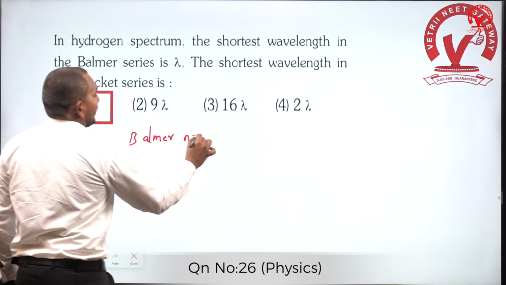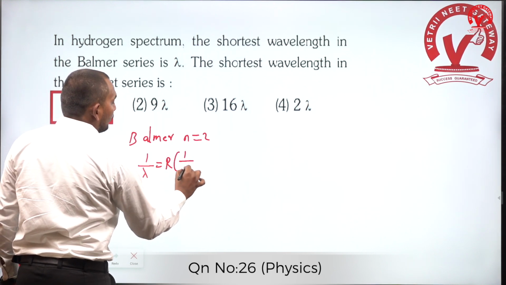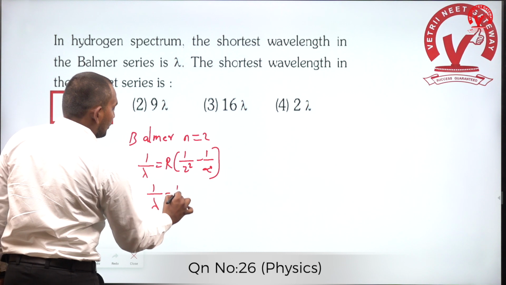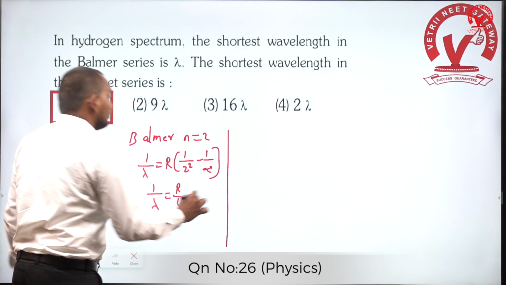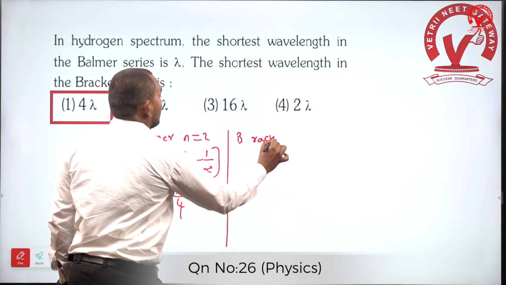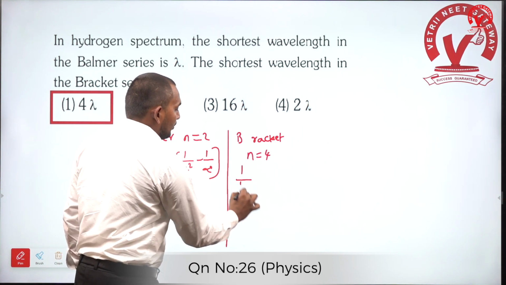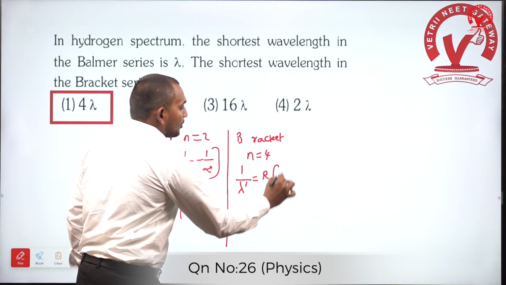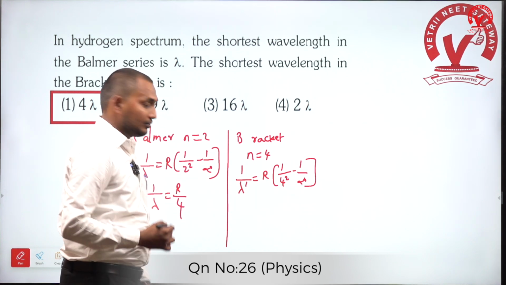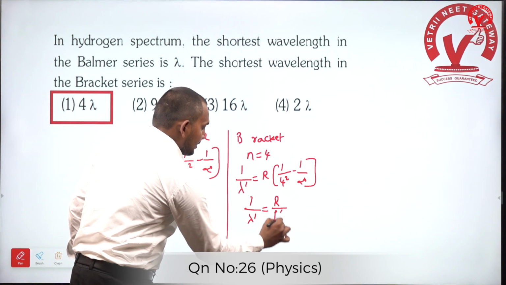Balmer series, here n is equal to 2. So 1 by lambda is equal to R into 1 by 2 square minus 1 by infinity. 1 by lambda is equal to R by 4. For the bracket, n is equal to 4. So 1 by lambda dash is equal to R into 1 by 4 square minus 1 by infinity. So 1 by lambda dash is equal to R divided by 16.